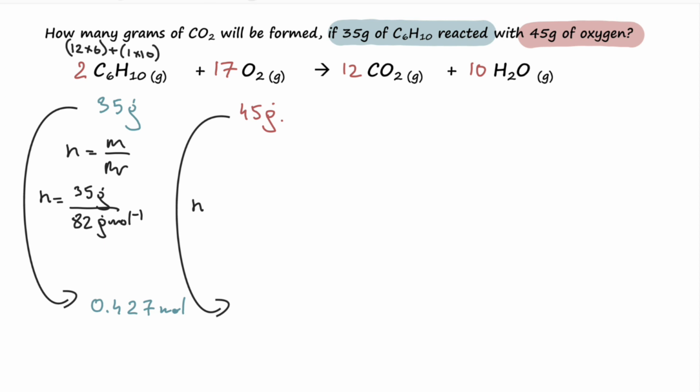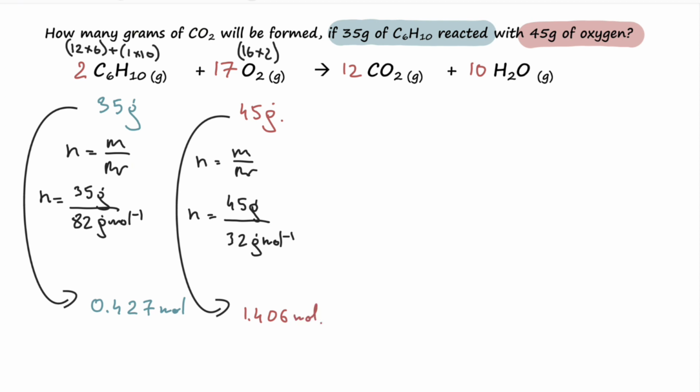The same you will do for oxygen. The number of moles will be equal to mass divided by molar mass, so mole equals 45 grams divided by the molar mass of oxygen, which is 16 multiplied by 2, so 32. Divide by 32 gram mole minus 1, and if you do the calculation, you will find 1.406 moles. After you find the moles of both reagents, how can you define which one is in excess or limiting?